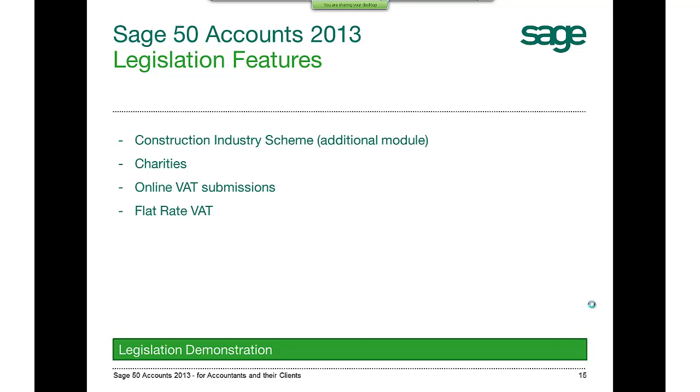We've got the construction industry scheme, which is available as an additional module, so there is an additional cost to get that switched on, but it is just inbuilt within the software. We've got charities functionality in there as well.